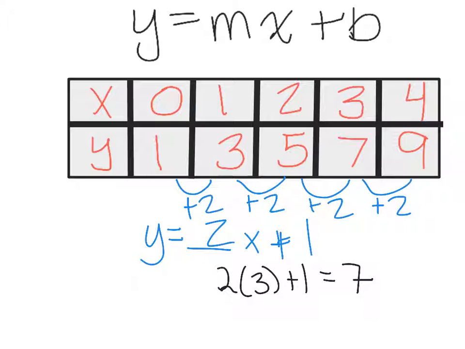Now, if I accidentally flipped them and I did my 2 and my 1 and I switched them, just to show you how it wouldn't work, I would do 1 times my 3 plus 2, and 3 times 1 is 3 plus 2 gives me my 5, which is not what I have right here. So that's a way you can double check to make sure that your rule is written correctly based upon your table.